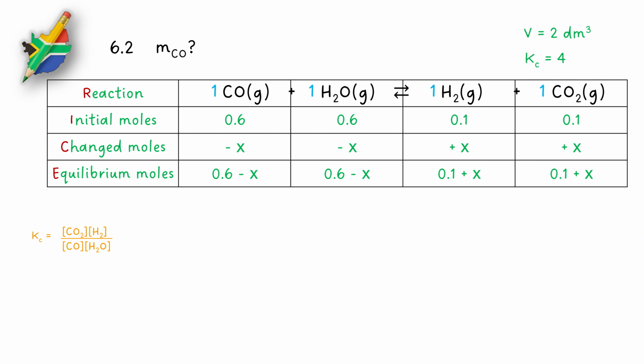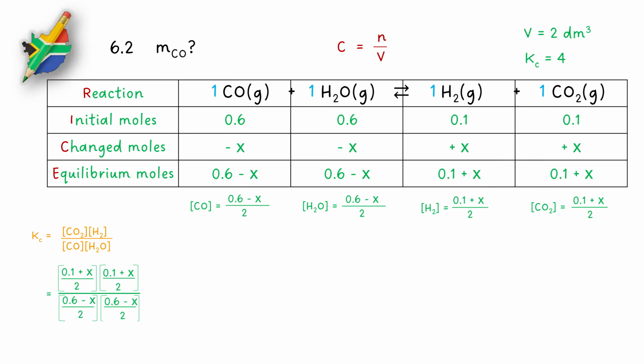Now we know that the value of Kc is 4, and we need the concentrations of the 4 species for this equation, but we only have the moles of each species in terms of X. However, we know that concentration is equal to number of moles divided by volume. So if we take the number of moles of each species in terms of X and divide by the vessel volume of 2 decimeters cubed, we get the concentration of each species at equilibrium in terms of X.